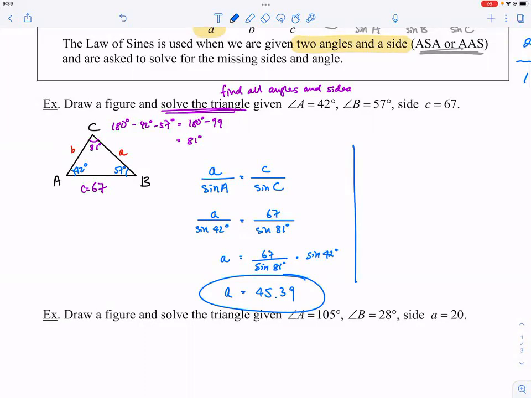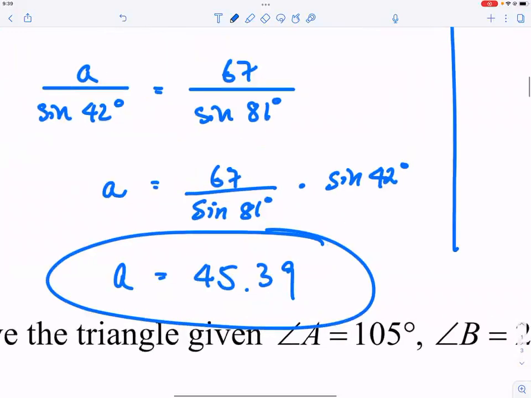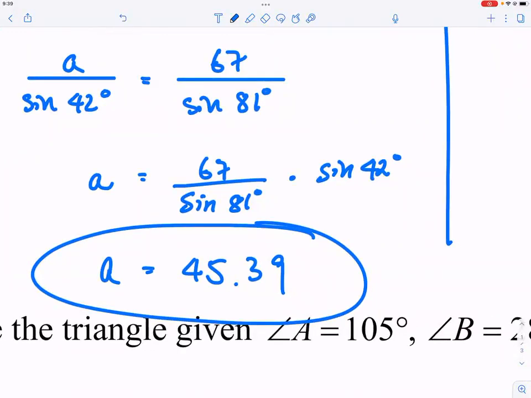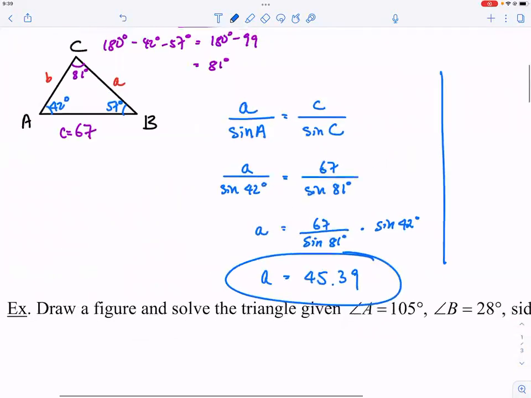Making sure that you have the degree mode, just type it in: 67 divided by sine of 81 degrees and then times sine of 42 degrees. So that gives you the answer pretty easily.